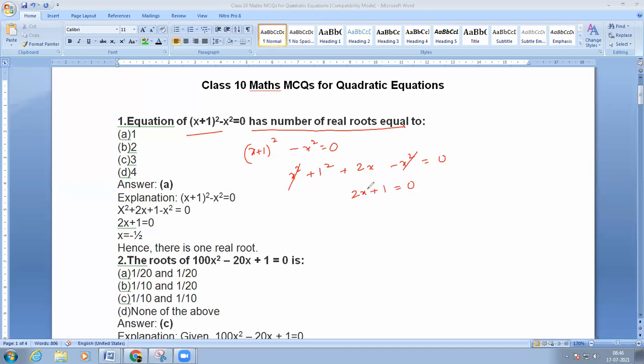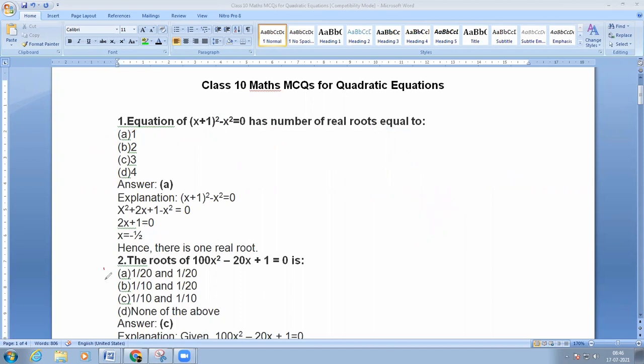Now this equation has maximum power 1, that is, the degree of the equation is 1, that means it has one root only. That root is 2x equal to minus 1, x is equal to minus 1 upon 2. The root is minus 1 upon 2, but they are asking only the number of roots, so the answer will be 1. If they ask to find the root, then the answer will be minus 1 upon 2.